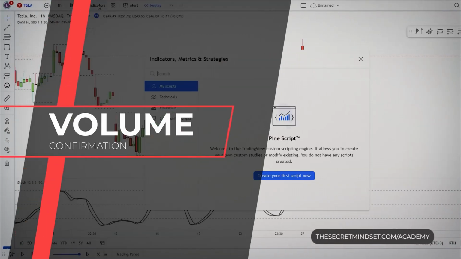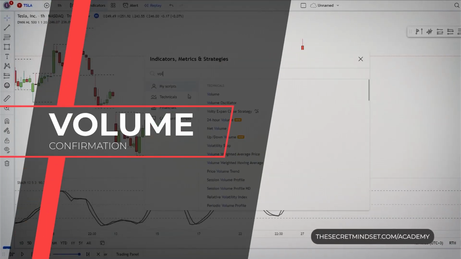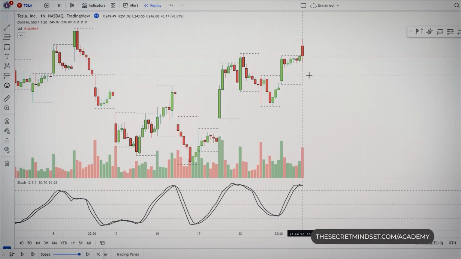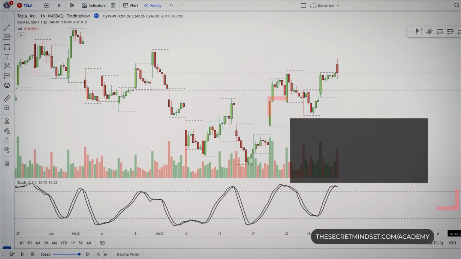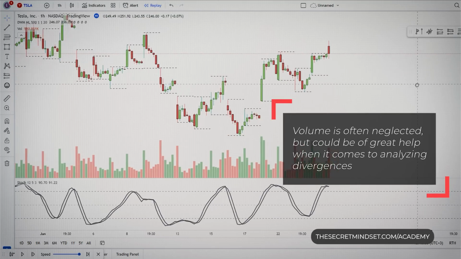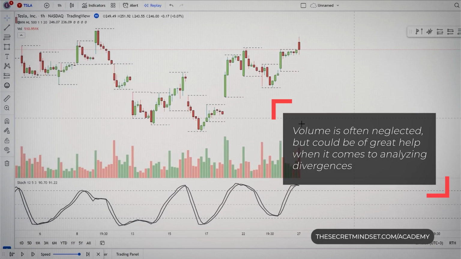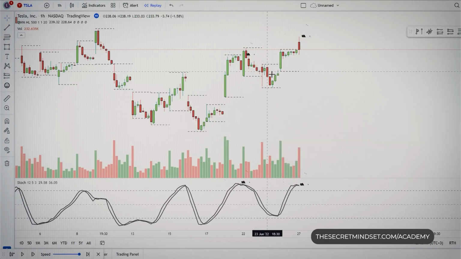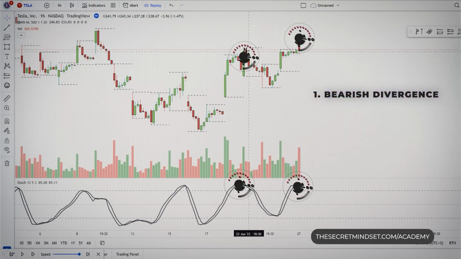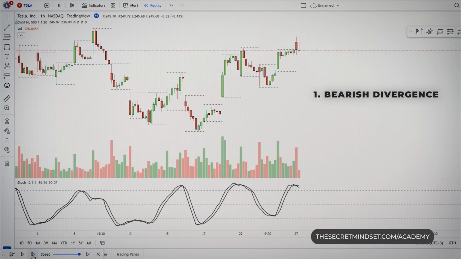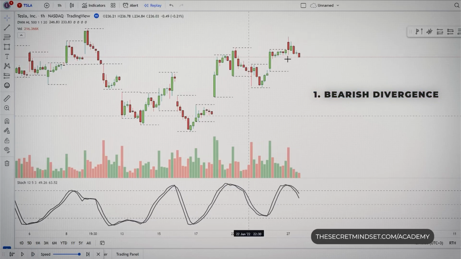For more advanced traders, you could also add volume into the equation. Volume is often neglected, but could be of great help when it comes to analyzing divergences. To correctly read the volume, it must be seen in the light of what the price is doing. In this example, we identified the possible bearish divergence. Not the cleanest example, as the Stochastic almost made a double top, but still, it checks our conditions.